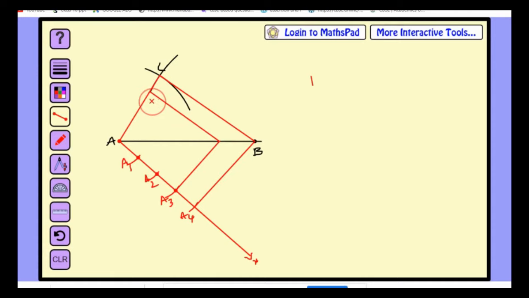Similarly, we have to draw a line segment which is parallel to the side BC. So this is our required triangle A B dash C dash. This is our required triangle.